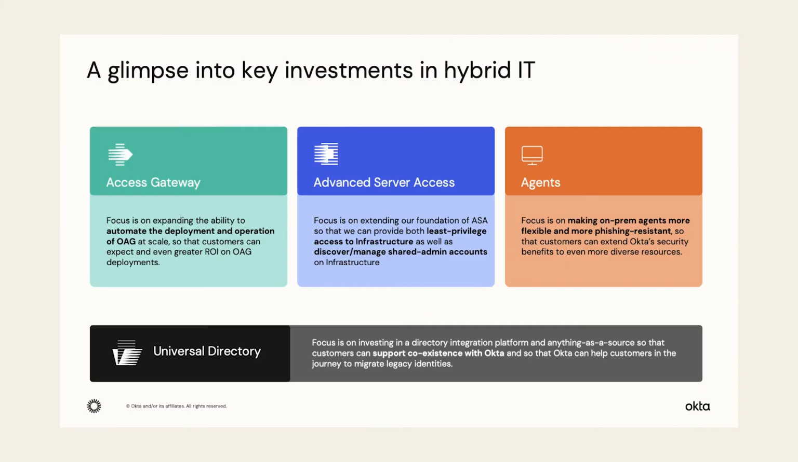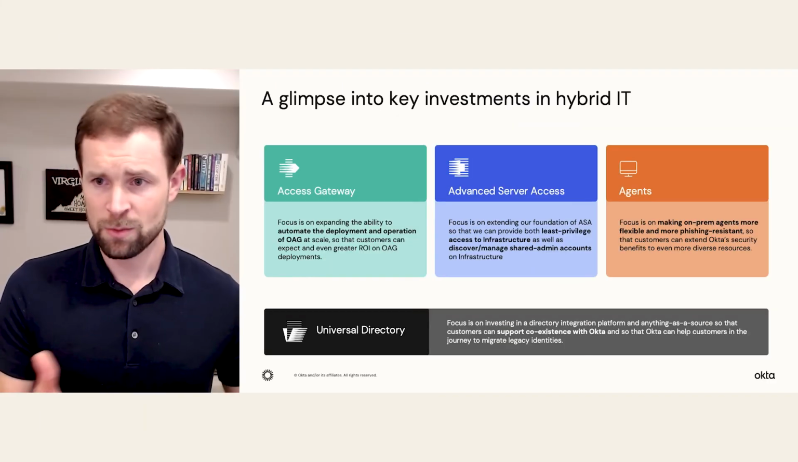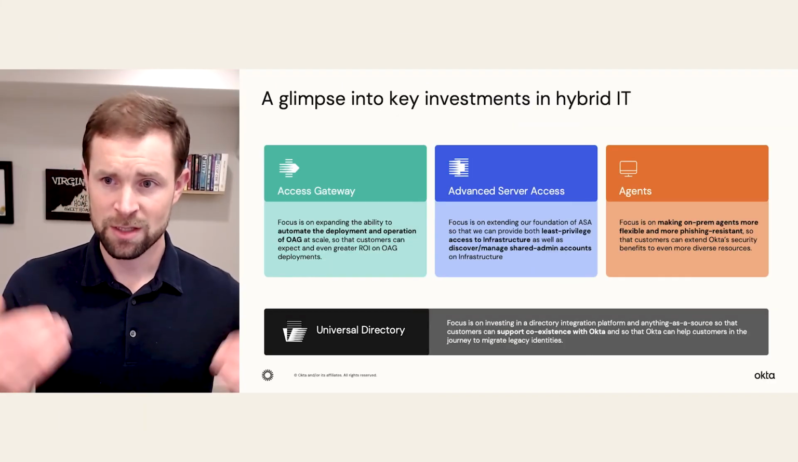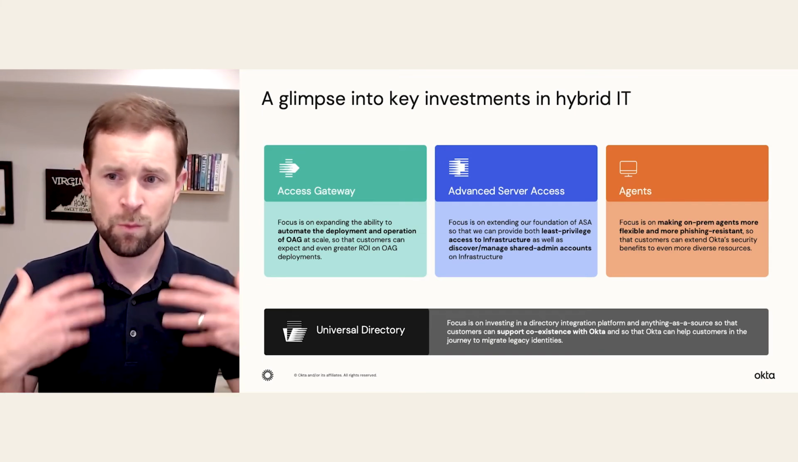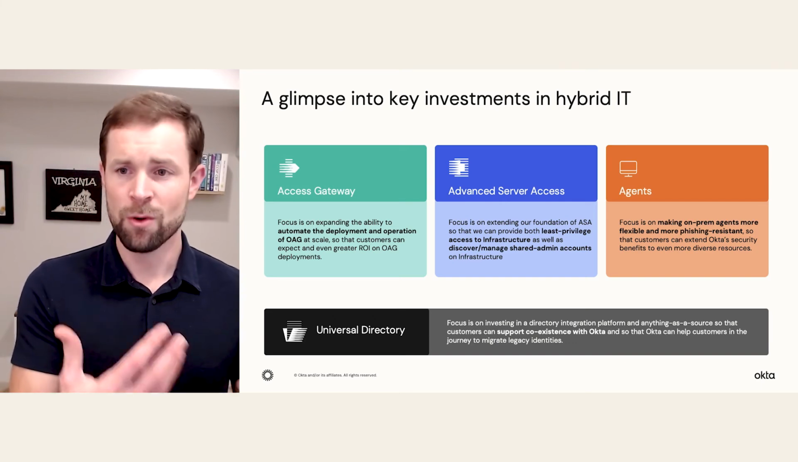So if we start with Access Gateway, it's all about automation and deployment and operating OAG at scale. So we saw a lot of early success with Access Gateway, and to such a degree that customers are running very large deployments of Access Gateway with a lot of authentications. And the throughput is one thing, but managing the infrastructure that supports that is something that we are working on through our roadmap of providing more and more tools.